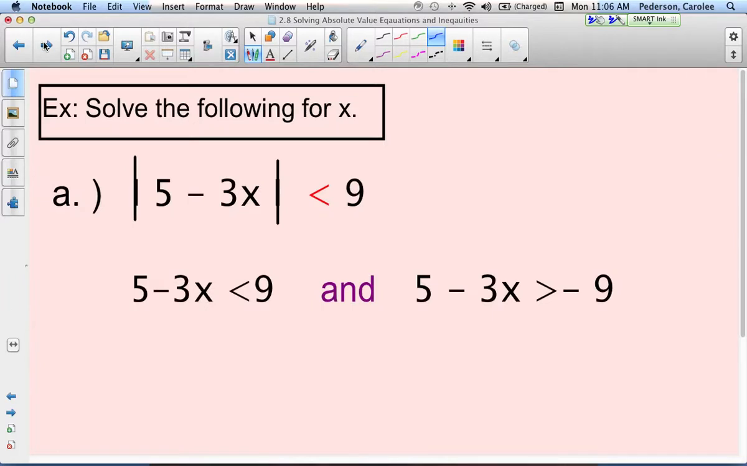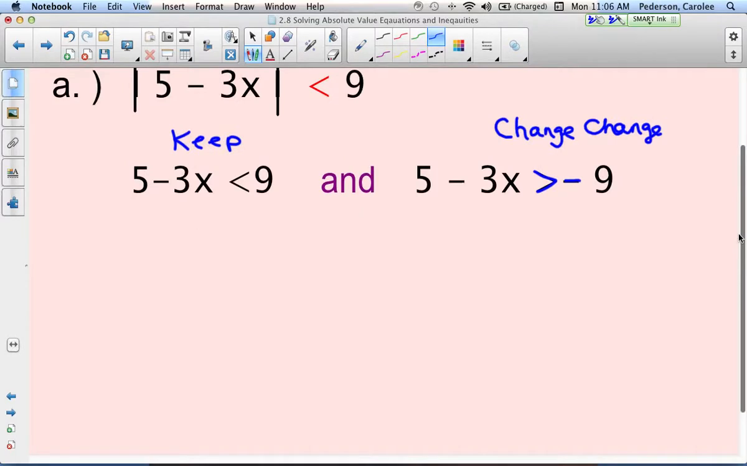So here's an example. We have the absolute value 5 minus 3x is less than 9. And we want to solve this inequality. So we have the keep in this one. And then we're going to change the inequality and change that negative to a -9. Change, change. Now we're going to solve them both out separately for x.